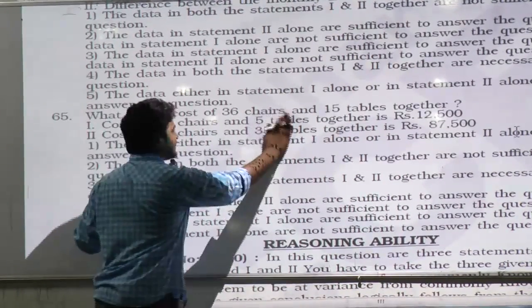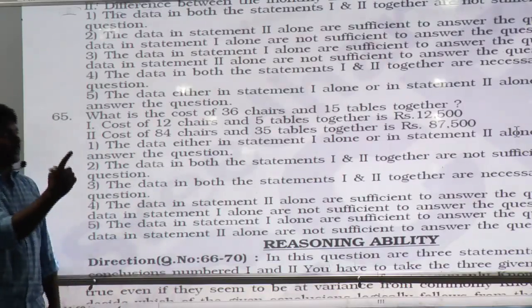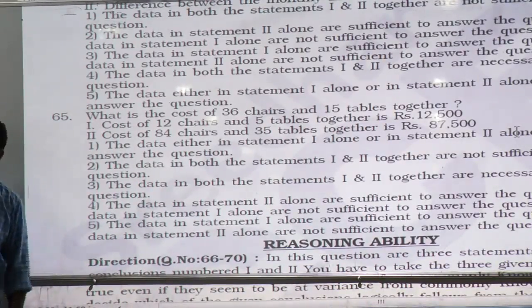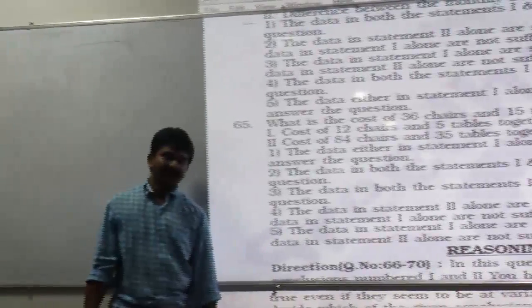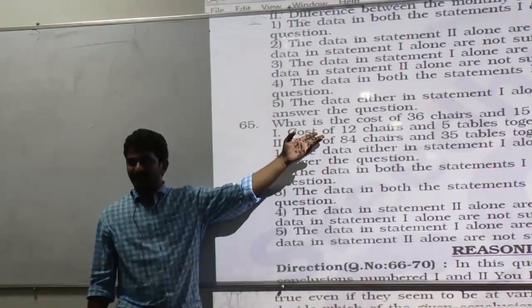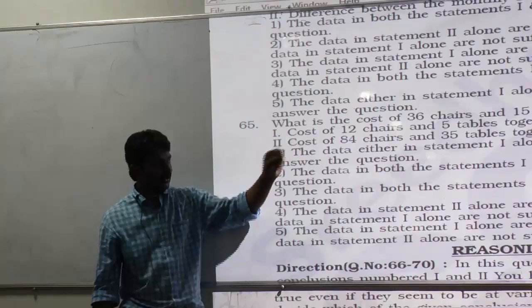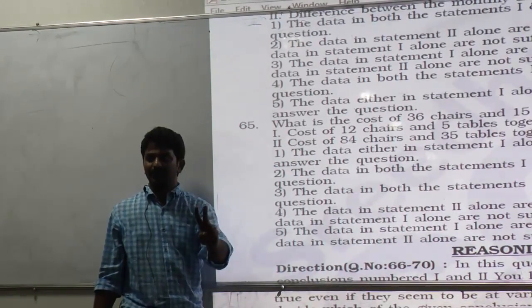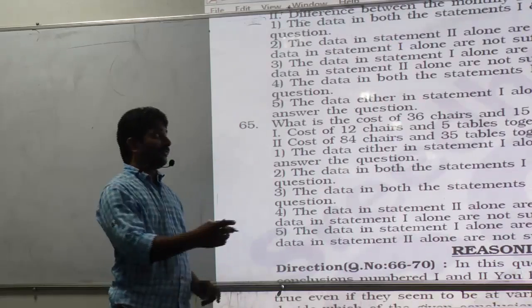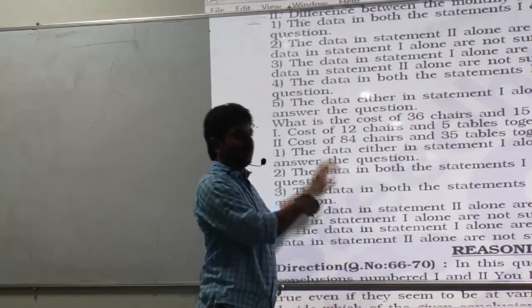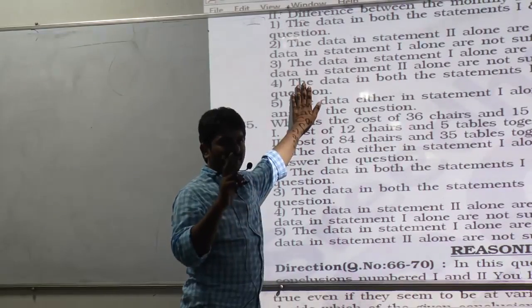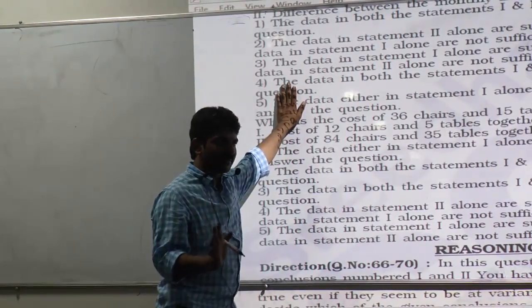If the increase or decrease for both chairs and tables is in the same proportion, you will get it from only one equation. How many variables are there? 2 variables, chair and table. So to get 2 variables, ideally you need 2 equations. But if the increase or decrease is in the same proportion, using one equation we can get it. Otherwise, for sure we need 2 equations. Clear this? Right.